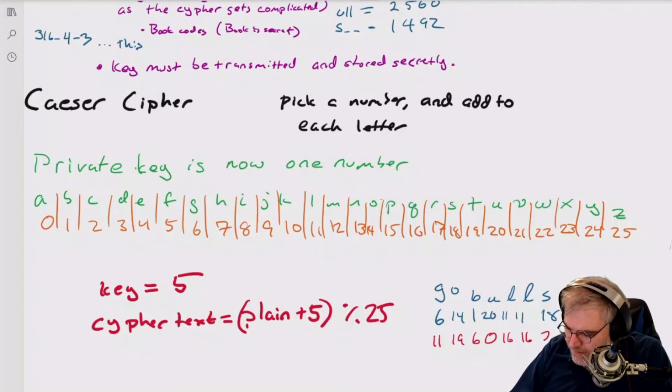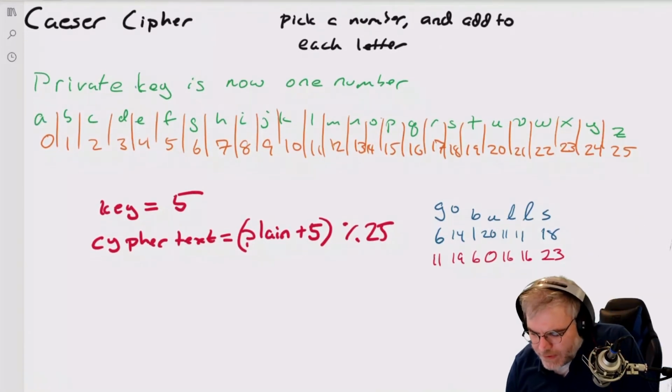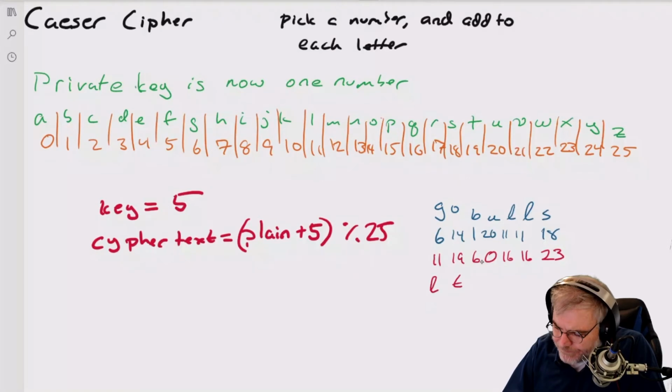Brain, come on, brain. It's a bad day for me brain-wise, apparently. And now I just look at my chart and I go backwards. So this becomes L, T, G, oops, this should be capitals.